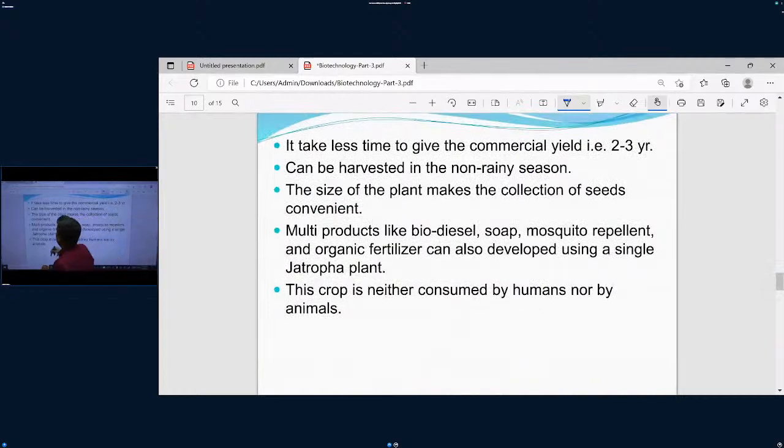Also, this particular crop takes less time to give the commercial yield. It takes only 2 to 3 years. The seed, the fruit which I showed you just now, only 2 to 3 years it takes to give that fruit. Within a less period of time, we can get the commercial yield also. And you can harvest this crop even in non-rainy seasons. Even the size of the plant is very small. It is not so big, so it is very convenient to collect the seeds.